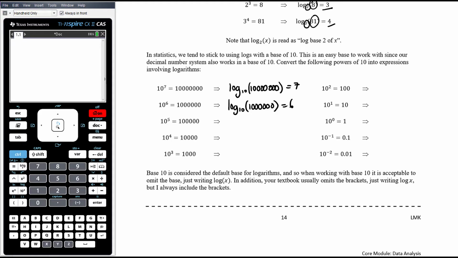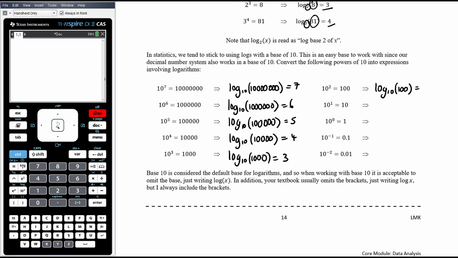10 to the power of 5 is 100,000. That's equivalent to saying log base 10 of 100,000 is 5. 10 to the power of 4 is 10,000. That's equivalent to saying that log base 10 of 10,000 equals 4. 10 to the power of 3 is 1,000. That's equivalent to saying log base 10 of 1,000 equals 3. 10 squared is 100, so log base 10 of 100 is 2. 10 to the power of 1 is 10, so log base 10 of 10 is 1. 10 to the power of 0 is 1, and so log base 10 of 1 is equal to 0.